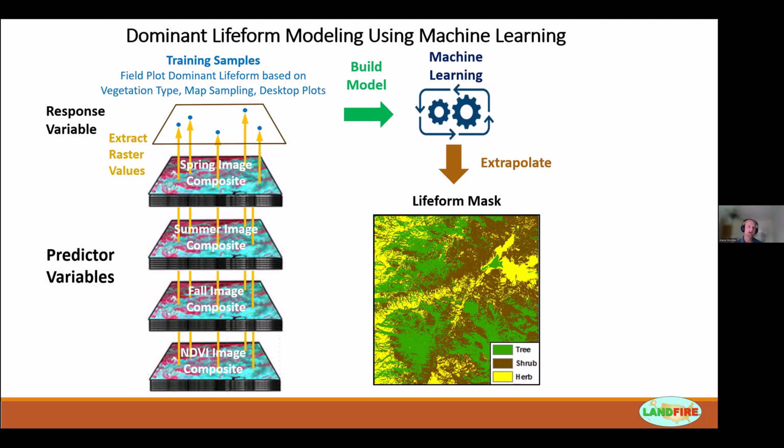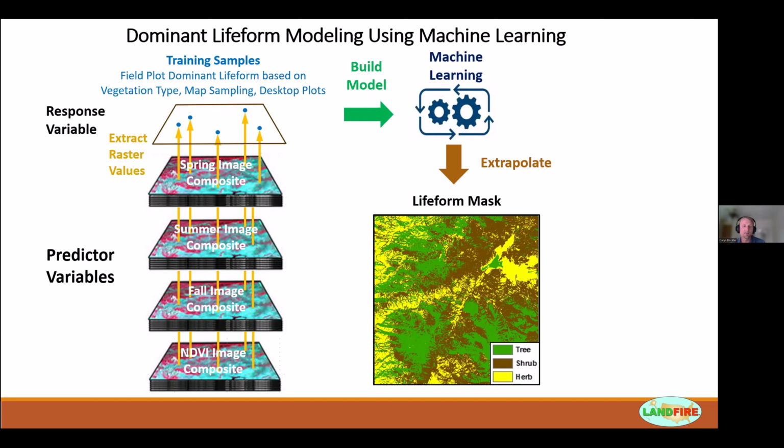And if it doesn't have that, and it has over 10% shrub cover, then it's a shrub, a pixel whose dominant life form is shrub. If it doesn't have 10% tree or 10% shrub, and it has over 10% herbaceous cover, then it is herbaceous. And if it's barren or sparse, we deal with that later through a different process.